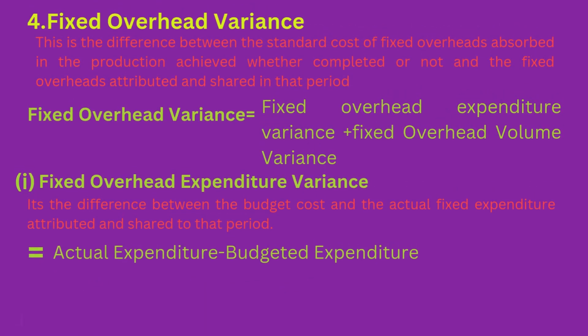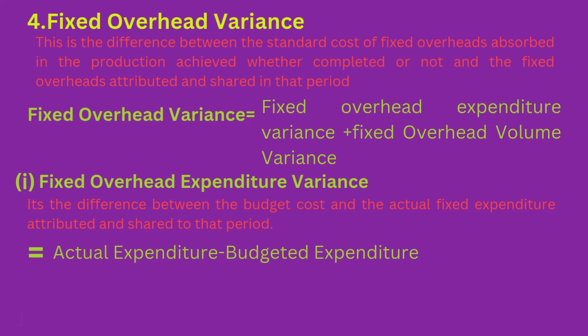Our fourth subdivision of variance analysis is the fixed overhead variance. Remember when we were subdividing, as we started the topic, we said we have three types: the material cost variance, the labor cost variance, and the overhead variance, where we said overhead is the variable overhead and the fixed overhead. So we've tackled the variable overhead. Now we are in fixed overhead variance, which is the difference between the standard cost of fixed overheads absorbed in the production achieved whether completed or not, and the fixed overheads attributed and shared in that period.